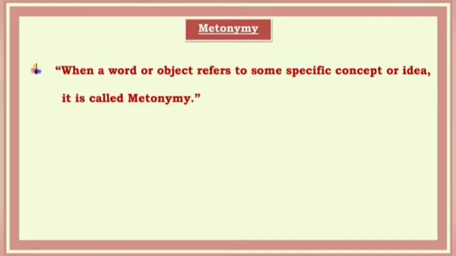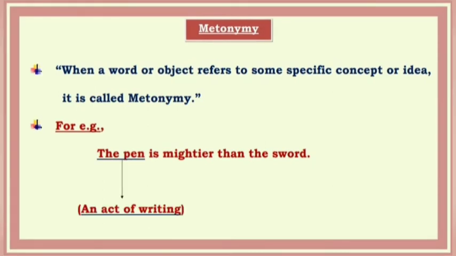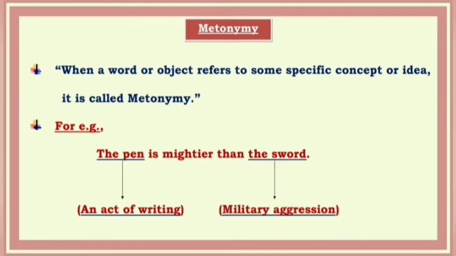After litotes, let's see the use of metonymy in the poem. Now what's metonymy? When a word or object refers to some specific concept or idea, it is called metonymy. For example, the pen is mightier than the sword. Here the pen refers to an act of writing, while the sword refers to a military aggression. So this is an example of metonymy, right? Now let's examine the use of metonymy in the poem.